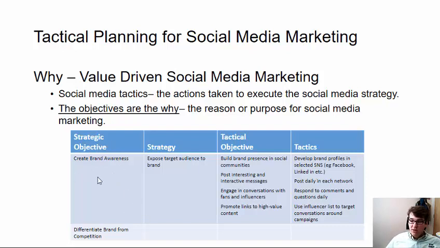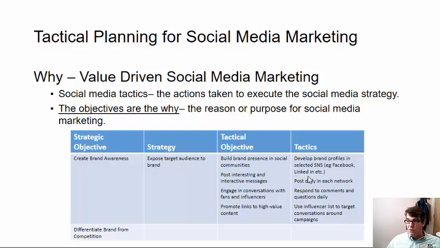So here, let's come down here. Let's take a look and walk through the thought process that we use to get to where we want to go. The first is create brand awareness. That could be the strategic objective that we would have gotten from the social media marketing plan previously. The strategy to do that is to expose target audience to the brand. Okay, makes sense. If we want to create brand awareness, we need to expose them to the brand, so that's the strategy. The tactical objectives, the objectives that will help us to do this, are build brand presence in social communities, post interesting and interactive messages, engage in conversation with fans and influencers, promote links to high value content. So these are the objectives that we want to accomplish that will help us to achieve the strategy.